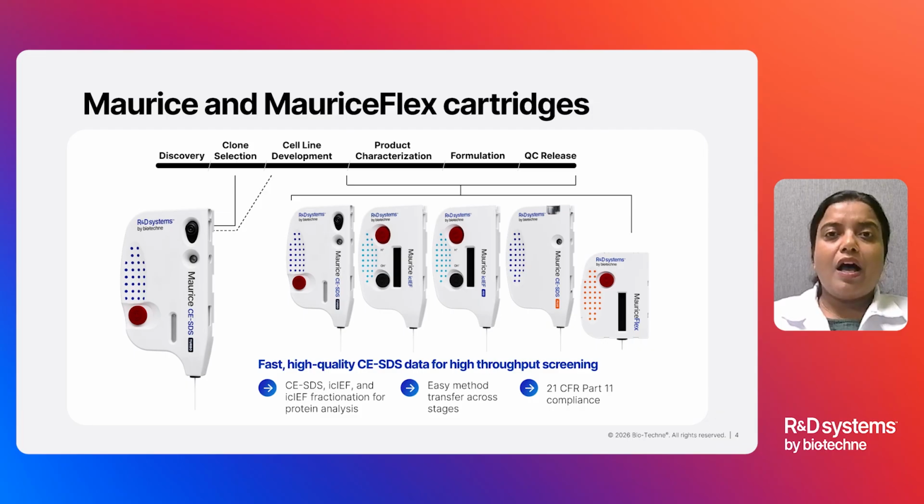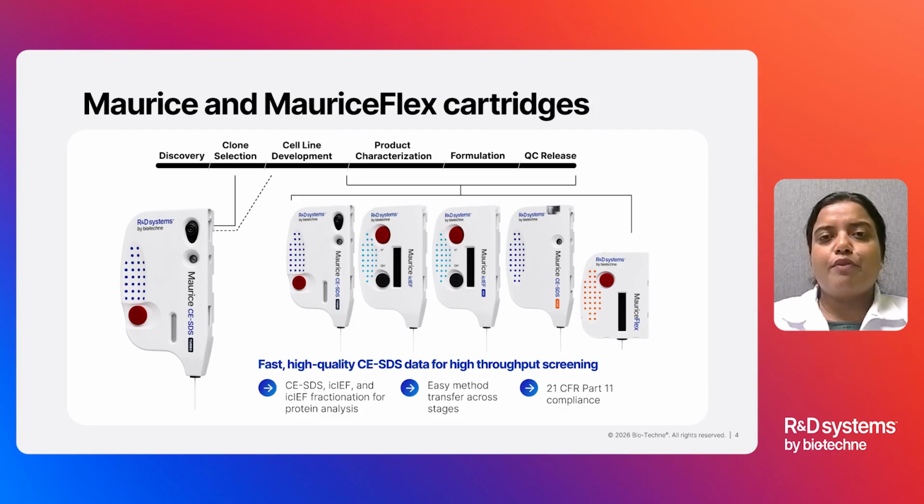This slide shows how the Maurice and MauriceFlex cartridge portfolios support protein characterization across the entire bioprocess workflow, from discovery and clone selection through QC release. The portfolio includes CE-SDS, icIEF, and icIEF-fractionation cartridges, allowing users to assess critical quality attributes such as charge heterogeneity, charge variance, purity, identity, and size-related impurities on a single platform.